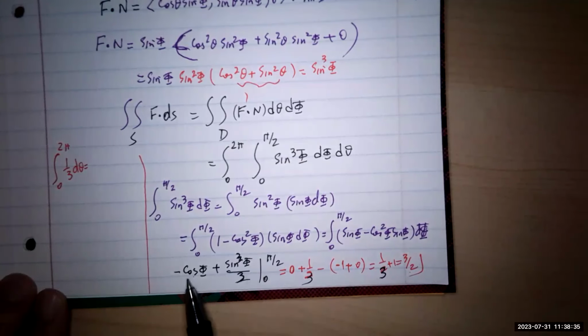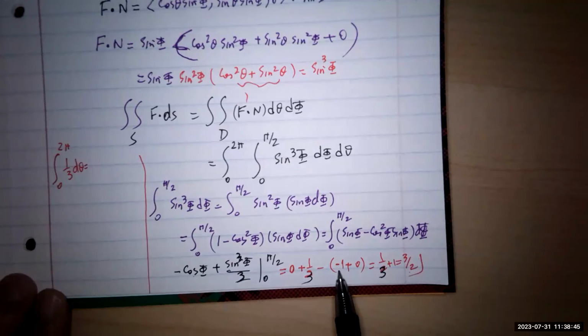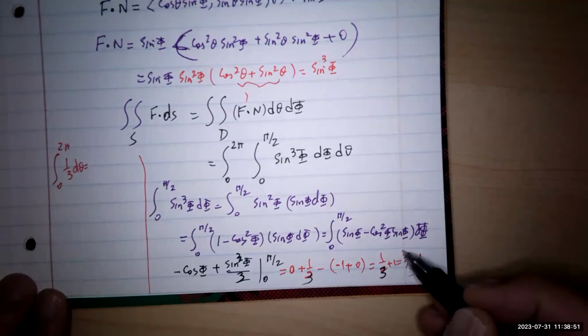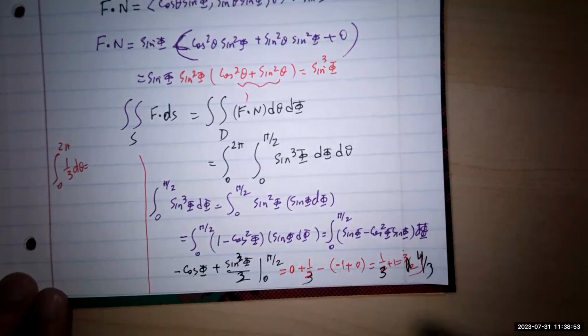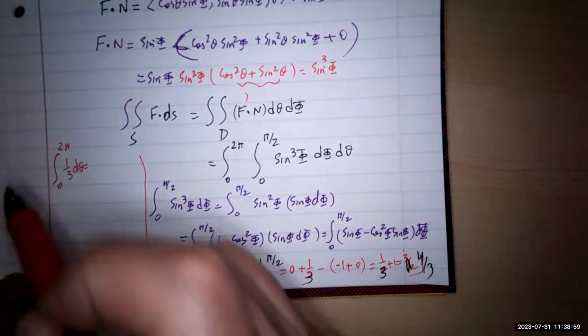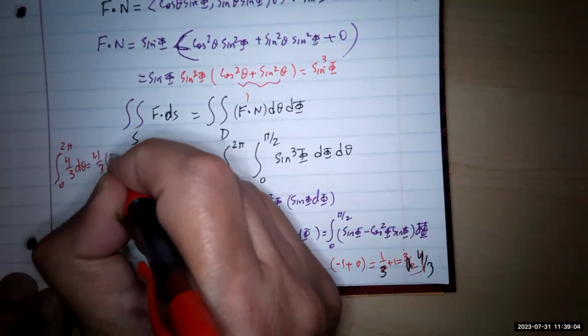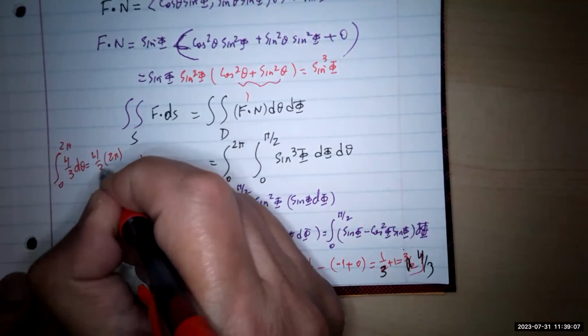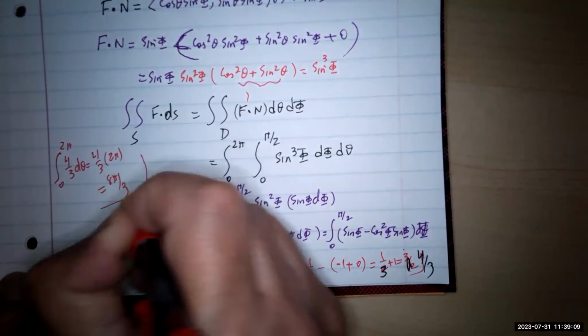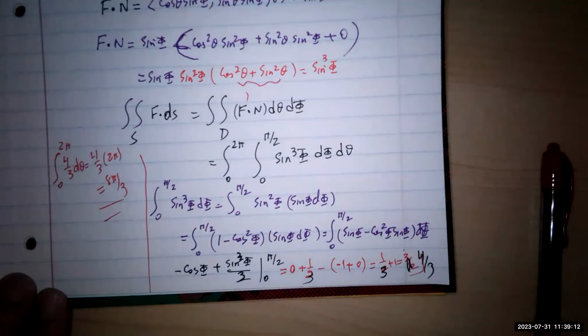I put the pi half. You see, if I put the pi half, that would be 0. So that would be 1/3 minus, if I put the 0, cosine of 0 is 1. So that gives me a negative 1. Okay, and then 1/3 plus 1 is 4/3. I think that's 4/3. Okay, so eventually this is going to be 4/3 times 2 pi. It seems the integral is going to be 8 pi over 3. Okay, you can double check it, but I think that's correct.